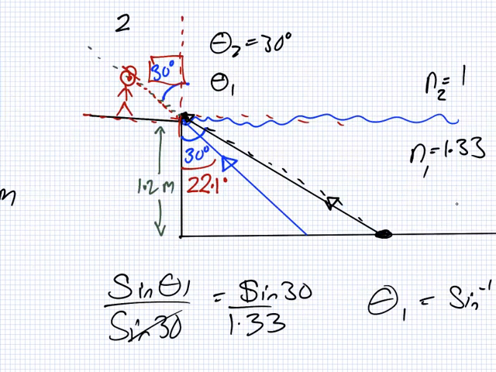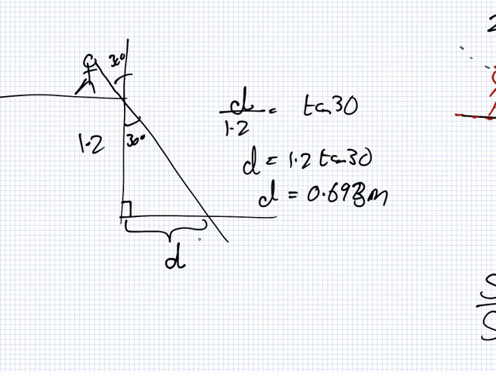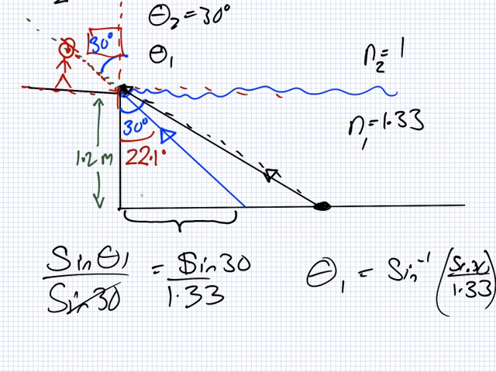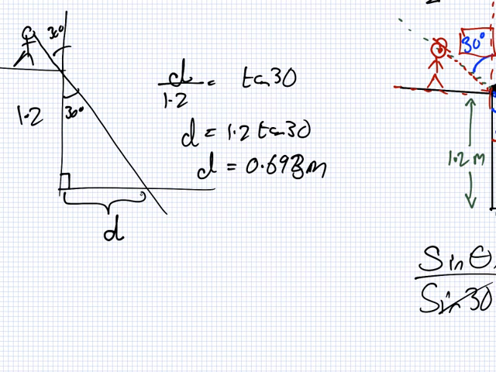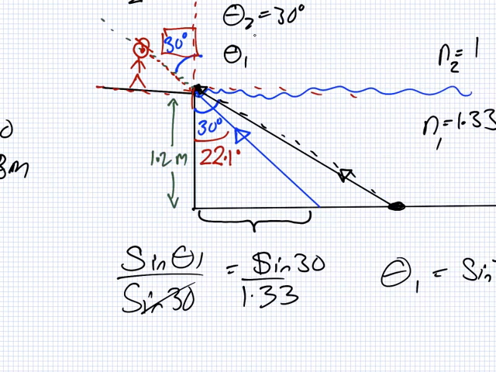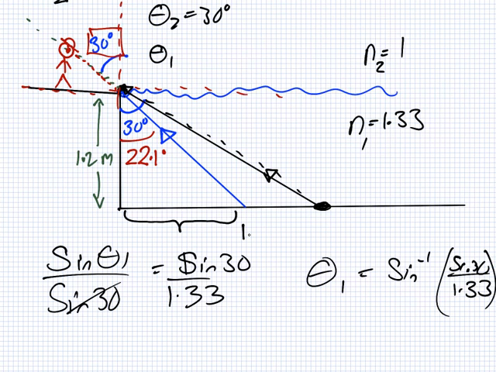But in this picture, when he's looking at something which he thinks is 0.693, it's not really 0.693. How big is this distance here? This would be 1.2 tan 22. Yeah, okay. So what is 1.2 tan 22.1?